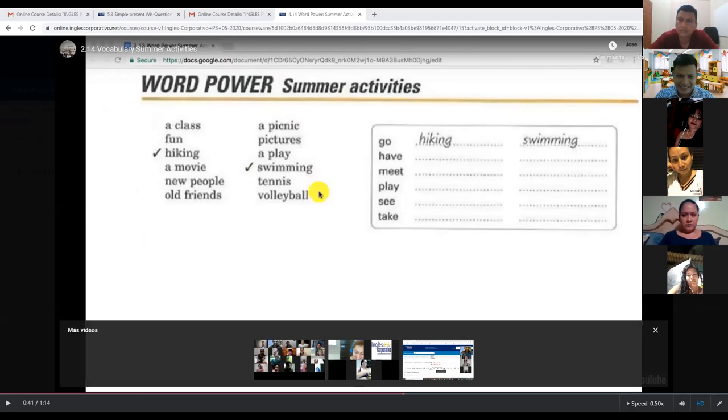Okay, students, this is the right pronunciation of all of these words. But now we're going to jump to the readings. Okay, very good. Now, Flor, can you help me to read the first one about Kelly? Escoja a alguien. Me ayuda a leer todo. Que lo lea otra vez. Yeah, sure, but in English. Okay, perdón. A class, fun, hiking, a movie, new people, old friends, a picnic. Okay, very good. Thank you, Flor.